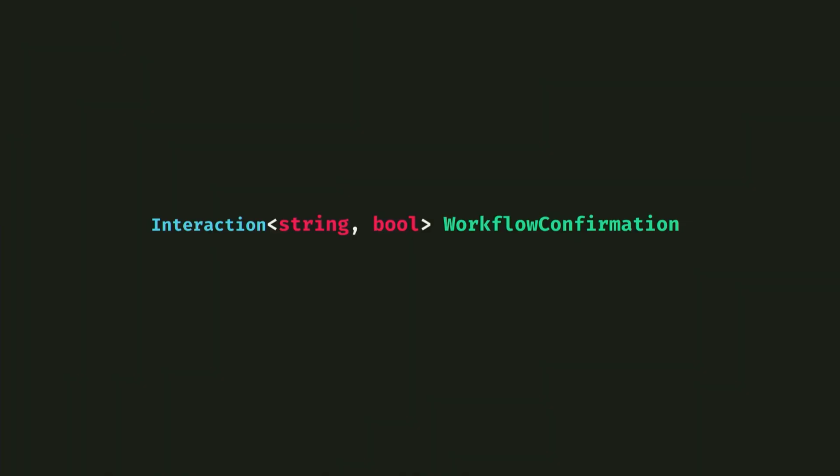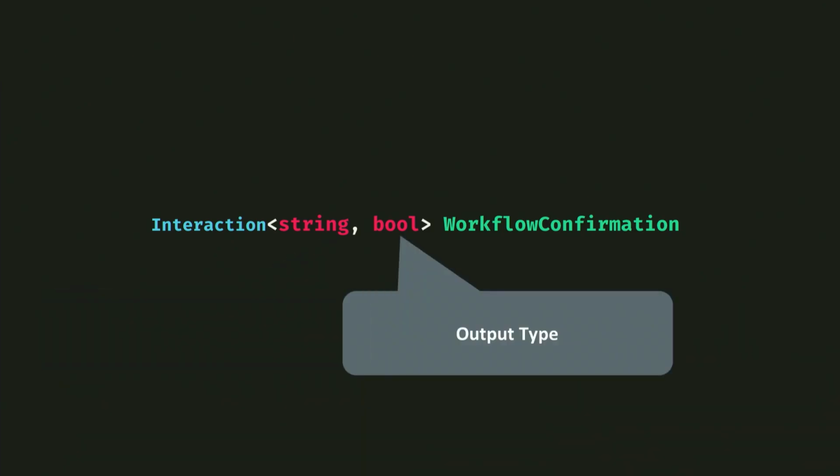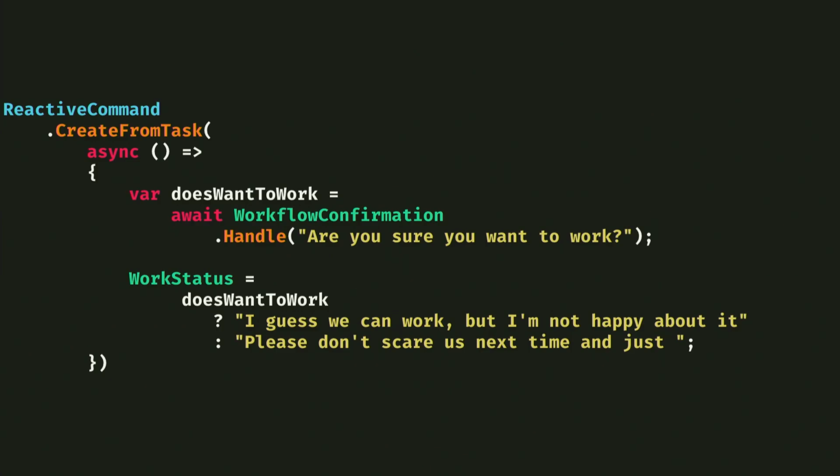Interactions look unsurprisingly, I should say, just like a reactive command. So you'd create an interaction here. You're going to tell it the data that's coming in, so you're going to give it that input type. You're going to tell it the output type. So I'm going to pass a string in, and I'm going to expect to get a Boolean back.